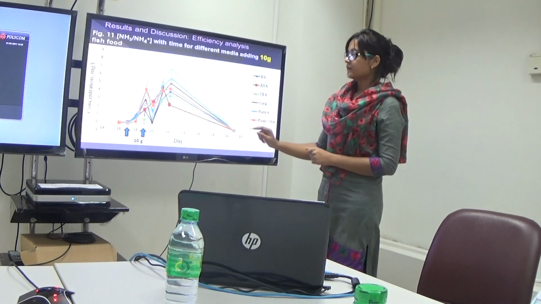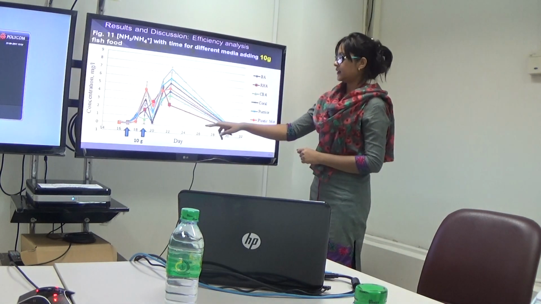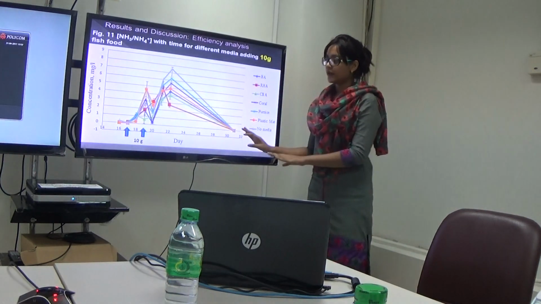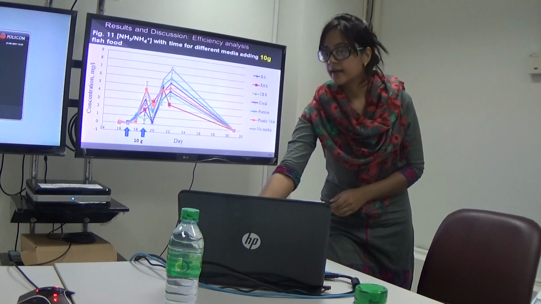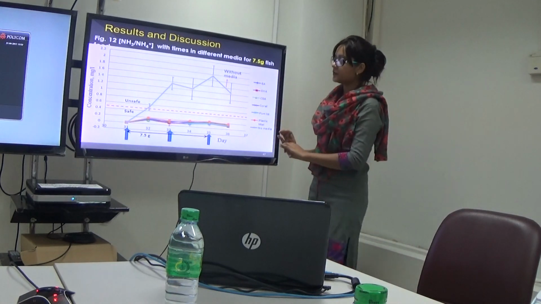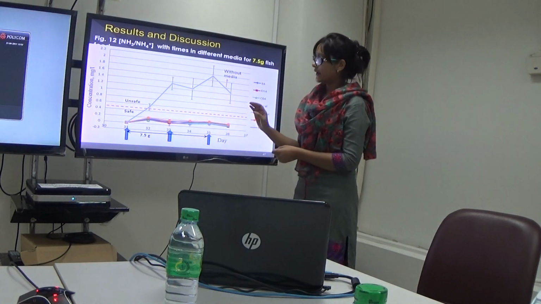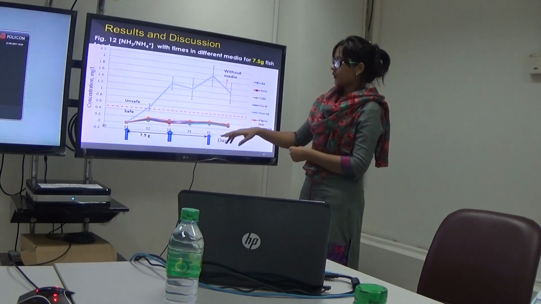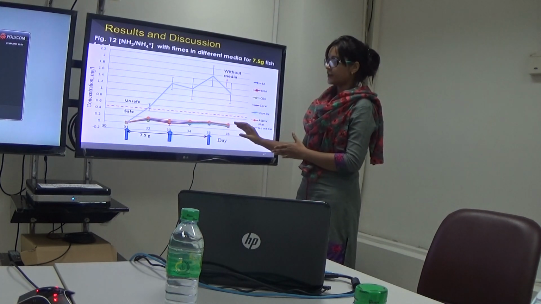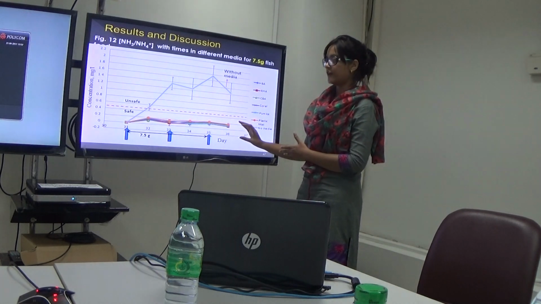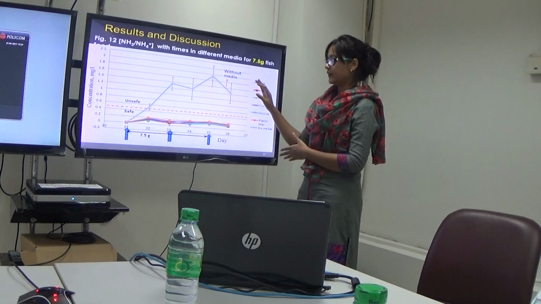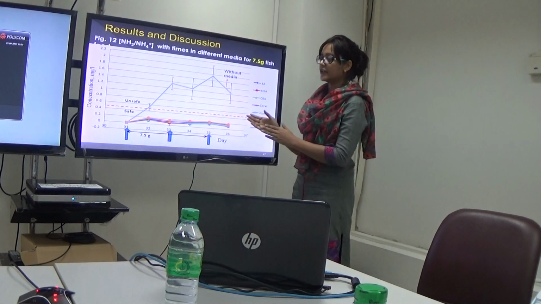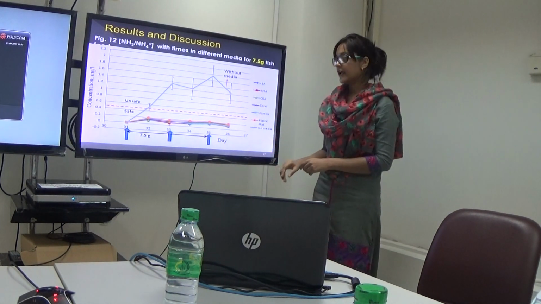This is for 10 gram. 0.5 is the limit, and all really cross the safe limit. So we stop adding 10 gram food. Then we add 7.5 gram, and we get this, the safe level 0.5, and all systems using media give the safe range of value, but without media it gives a high value. That means if we use 7.5 gram, we can get safe ammonia concentration in the system.